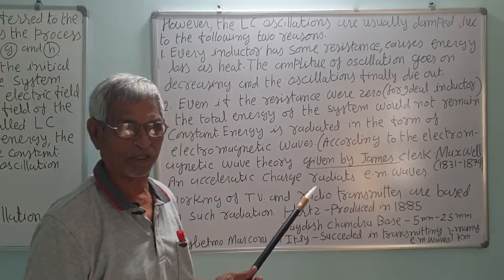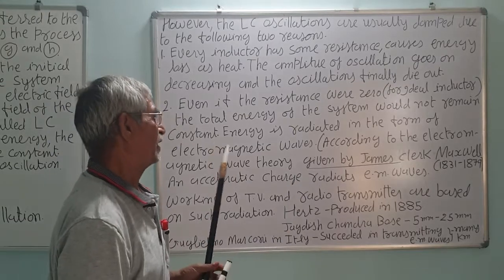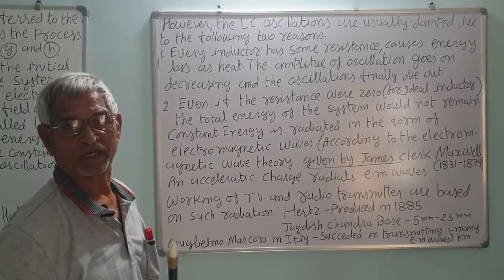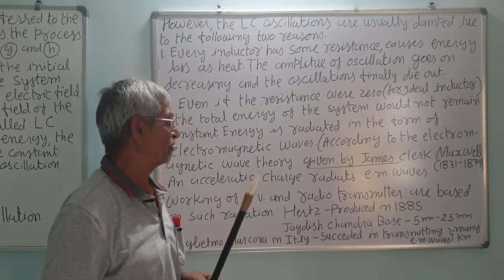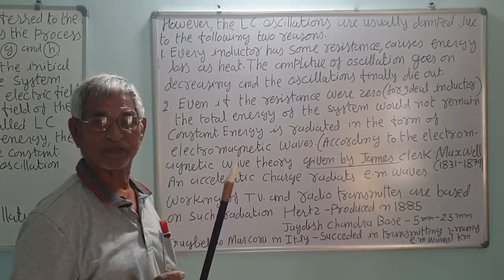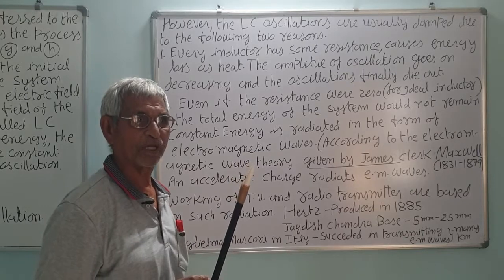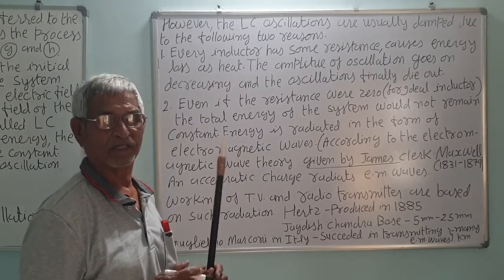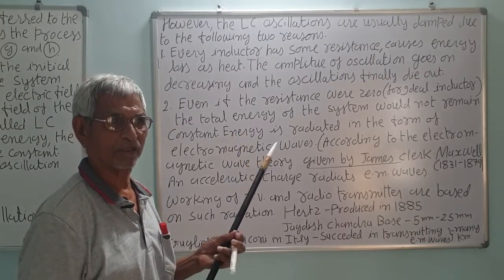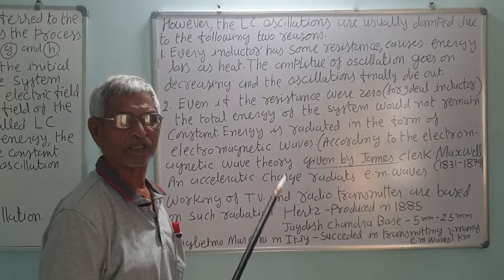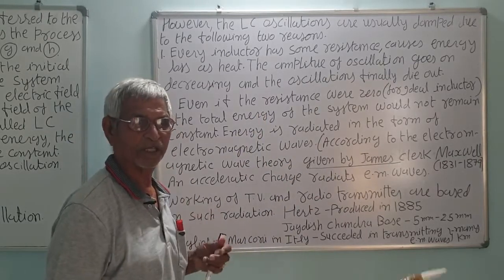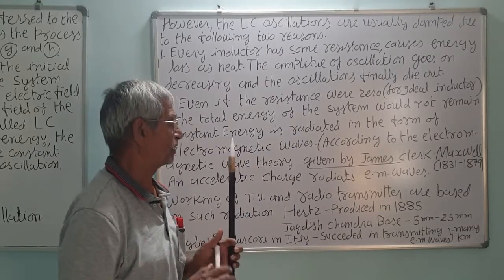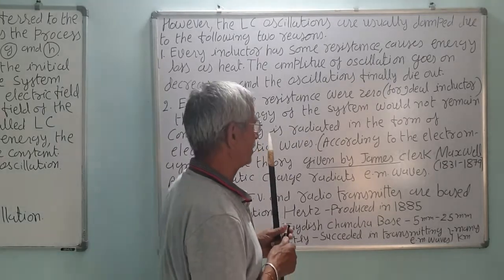He gave the theory of electromagnetic waves, and an accelerating charged particle radiates energy in the form of electromagnetic waves. That is, electromagnetic waves are the waves produced due to accelerating charges, and here in the oscillations, this charge is surging, that is, oscillating charge. Current is oscillating, and energy is also oscillating between the capacitor C and the inductor.